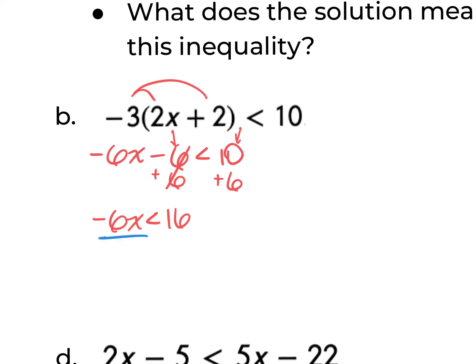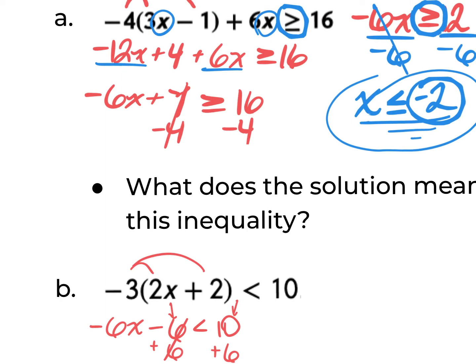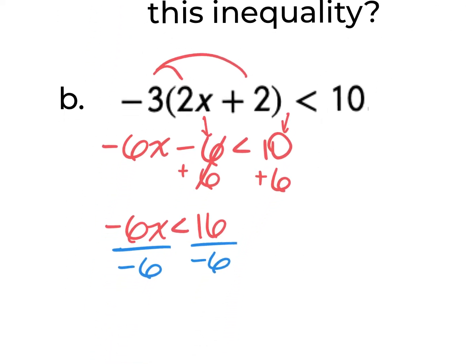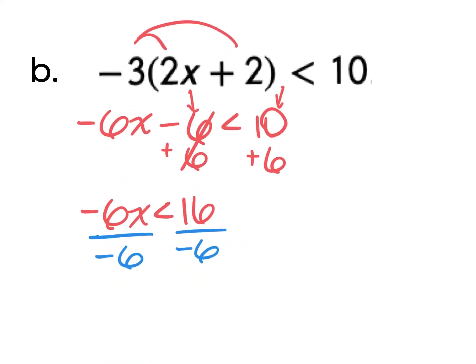So again, like an equation, we want to divide by our coefficient. And now what we'll notice is, again, we are dividing by a negative value. We're dividing both sides by -6, just like we did up here. So when we divide by a negative value, what again do we do to our sign in the middle? Well, we flip it. Okay, so since we're dividing by a negative, we get x is greater than, okay, well 16 over 6, or sorry, 16 over -6.